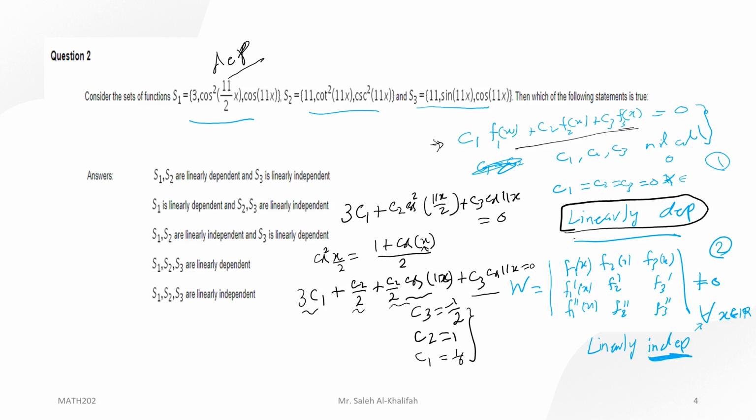طيب معناته هذه غلط مضبوط وهذه غلط، عندنا يا هذا الخيار أو هذا الخيار أو هذا الخيار. طيب الآن حلينا هذه، نروح لـ S2، the same thing we apply.